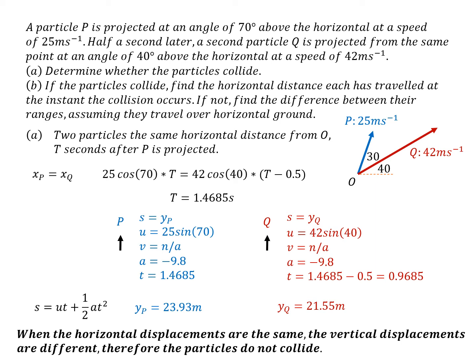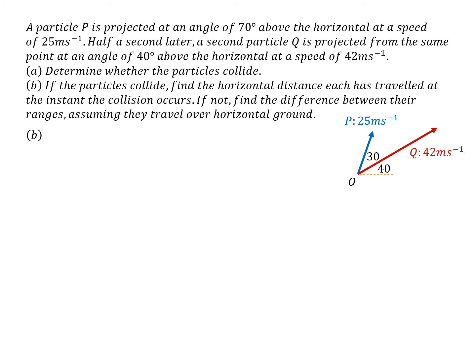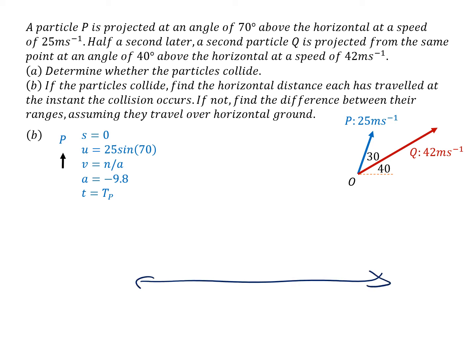Okay, so let's have a look at the next part of the question. If the particles collide, we're not interested in that because we know they don't collide. If they don't collide, we've got to find the difference between their ranges, assuming they travel over horizontal ground. So if we look at P first and find the range of P, then we're looking to find what the horizontal displacement is when the vertical displacement is 0.